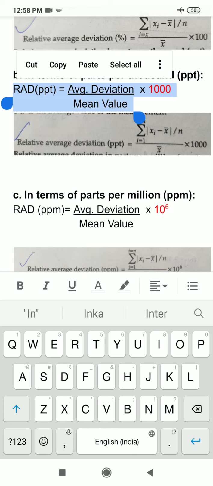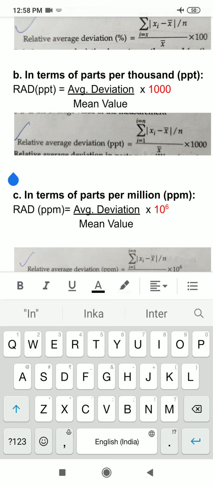So if I wish to write it in terms of xi and x bar, you can see on the screenshot, relative average deviation in terms of parts per thousand will be equal to summation of xi minus x bar from i equal to 1 to n divided by n. This is average deviation, and this whole is divided by x bar, which is mean value. Instead of multiplying by 100, I will multiply it by 1000. So this is relative average deviation in terms of parts per thousand.